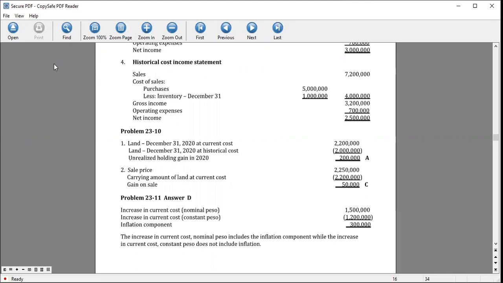Then question number 11, what amount should be disclosed as the inflation component of the increase in current cost of inventory? Increase in current cost with nominal peso and constant peso. We have now the inflation component. The increase in current cost, nominal peso, includes the inflation component, while the increase in current cost, constant peso, does not include. So this ends our discussion.